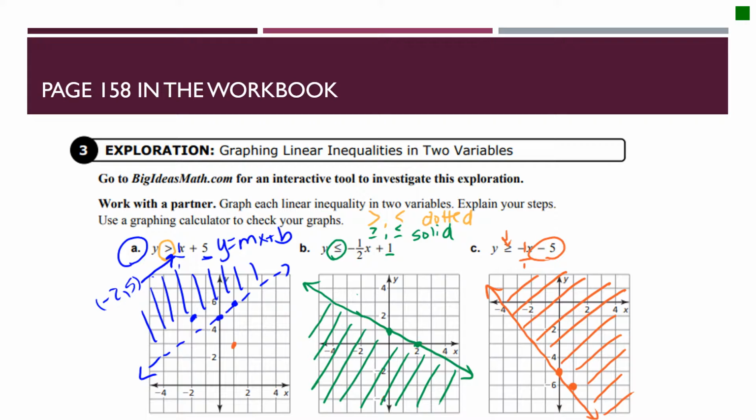All right, so this says y less than. So for right now, I'm just going to show you that less than means underneath the graph. Okay, so again, any point that you pick in this bottom section will be true for this function.